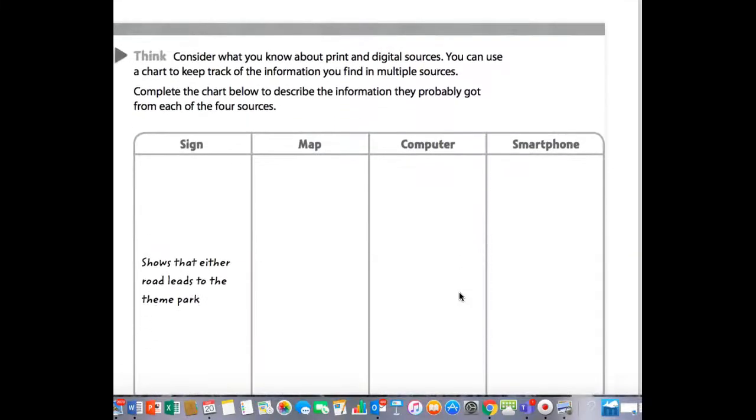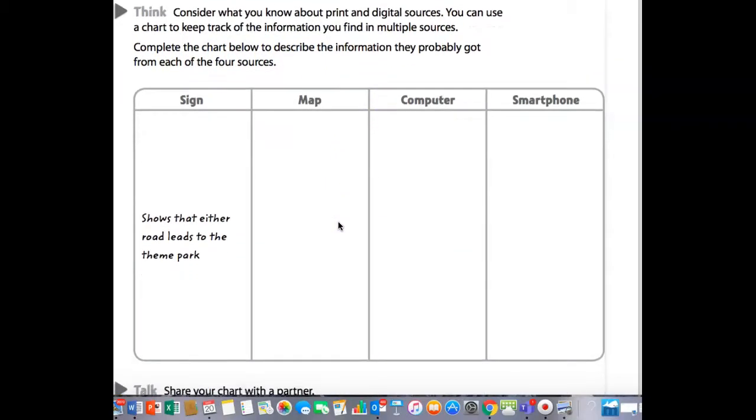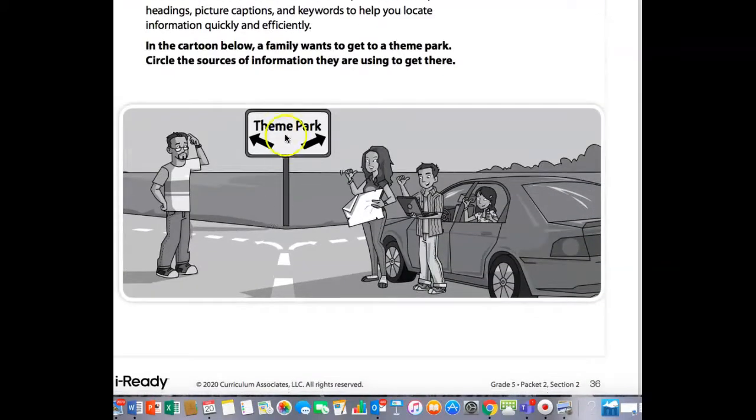Oh, here we go. Consider what you know about print and digital sources. You can use a chart to keep track of the information you find in multiple sources. Complete the chart below to describe the information they probably got from each of the 4 sources. So the sign, okay, it's a little confusing, but they're basically saying that you could go this way and get to the theme park, or you could go this way.